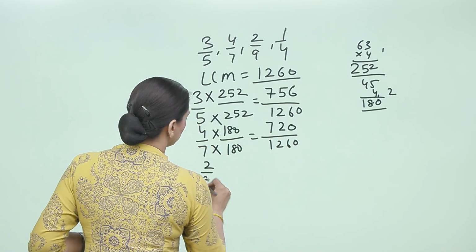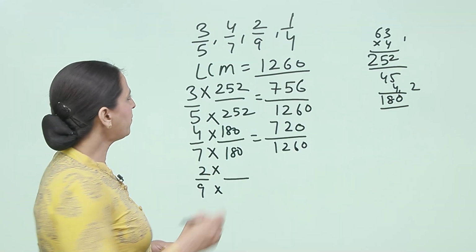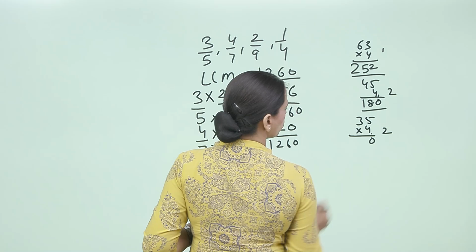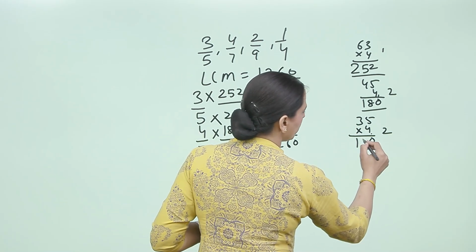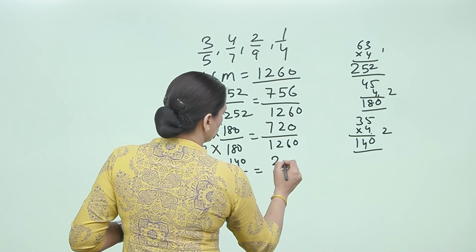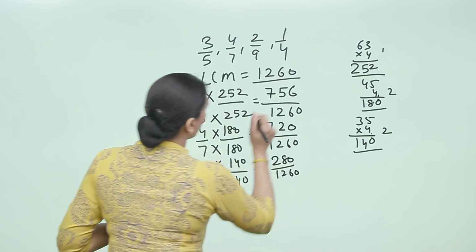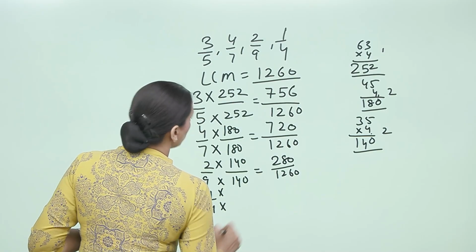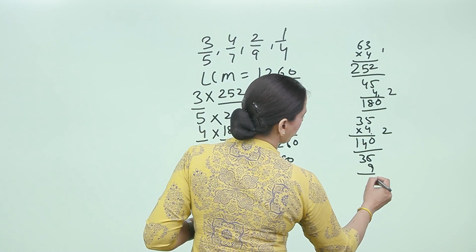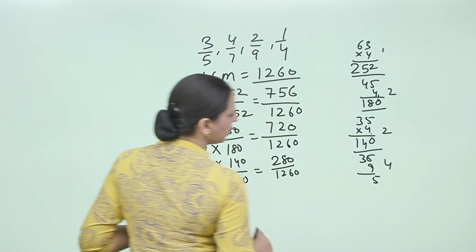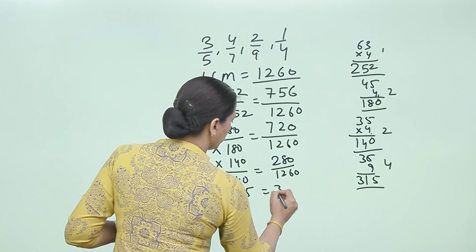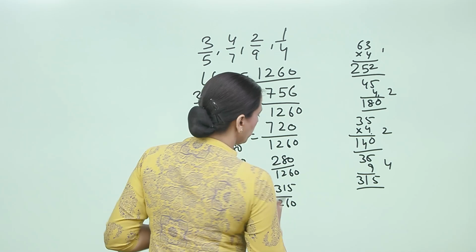Now 2 by 9. Both are multiplied by 5 7s are 35, 35 multiply by 4. 4 5s are 20, 0 carry 2, 4 3s are 12 plus 2 is 14. Multiply by 140. 280 by 1260. Now 1 by 4 is multiply 5 7s are 35, 35 9s are 9 5s are 45. Carry 4, 9 3s are 27, 27 plus 4 is 31. 315 upon 1260.